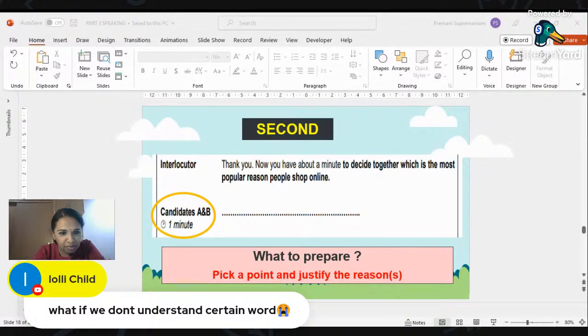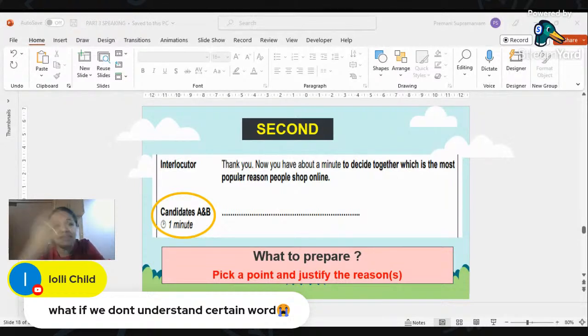What if we don't understand certain words? Definitely, you cannot ask for the meaning. But don't worry. The questions are set according to B1, B2 level, so the words will be understood by you. If you still cannot understand, it means your level is a bit not up to B1, B2. So then you have to practice from now.